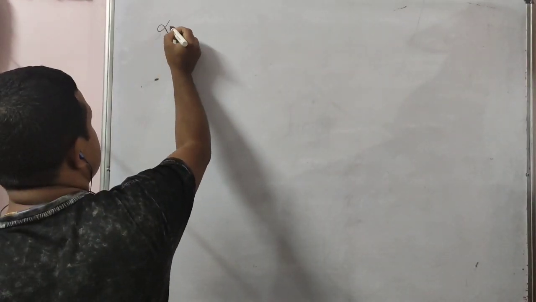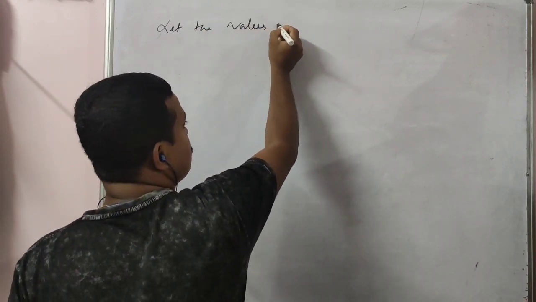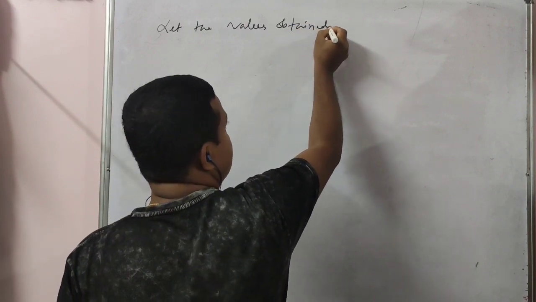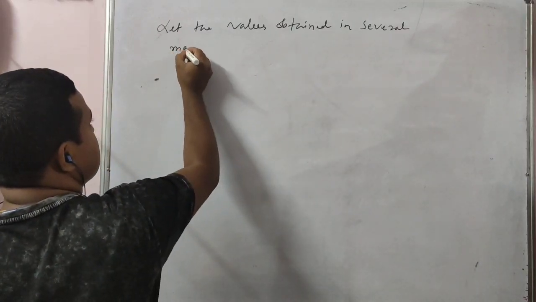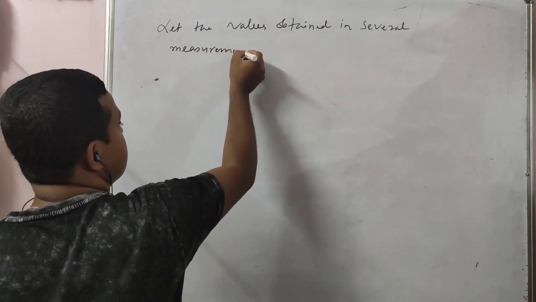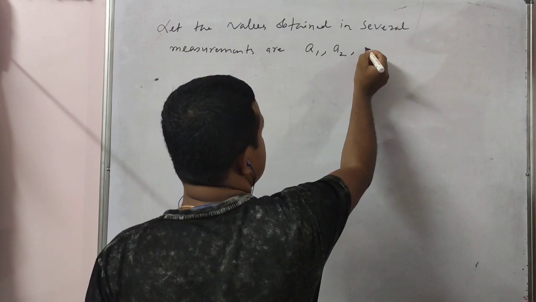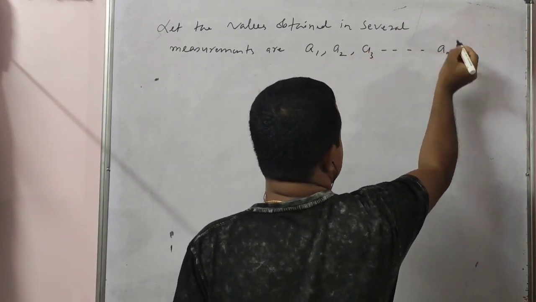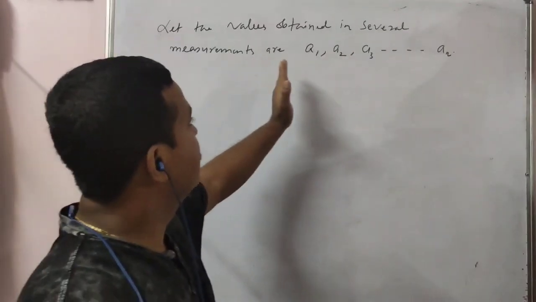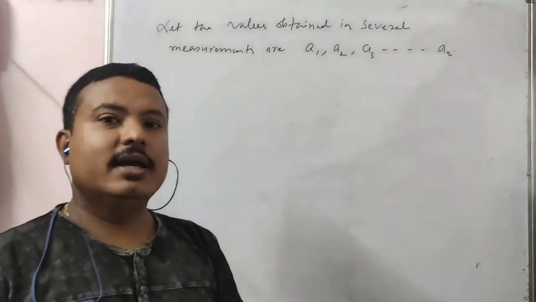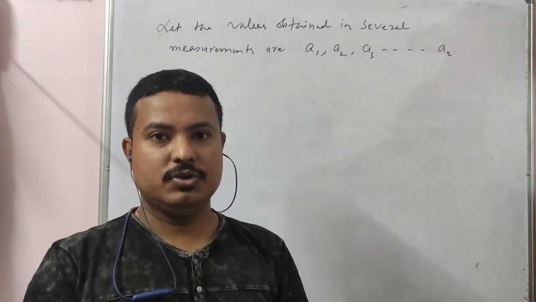Let the values obtained in several measurements be A1, A2, A3 up to An. Suppose we are taking n measurements of a certain physical quantity and we are getting these values A1, A2, A3, An. Now here I have to find the absolute error and mean absolute error. So what do we get?